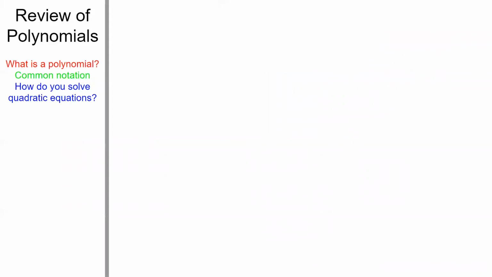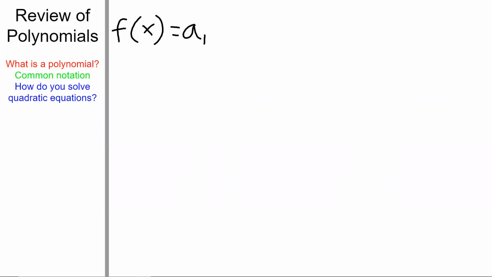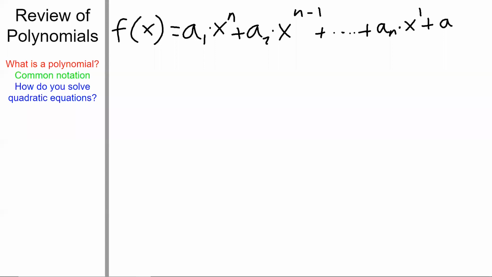So a polynomial always takes the form of f of x, for example, equals a1 times x to the n plus a2 times x to the n minus 1 all the way down to an times x to the 1 plus an plus 1.